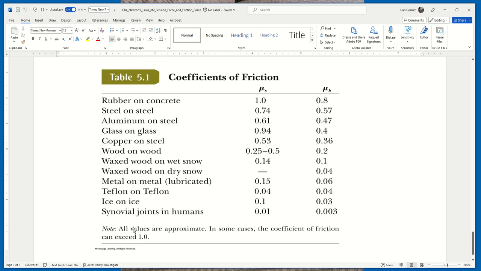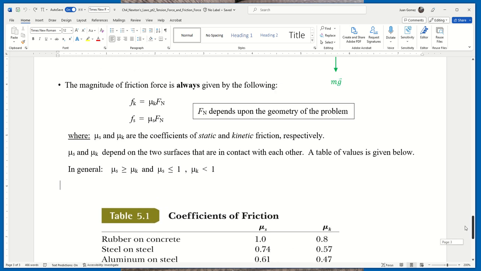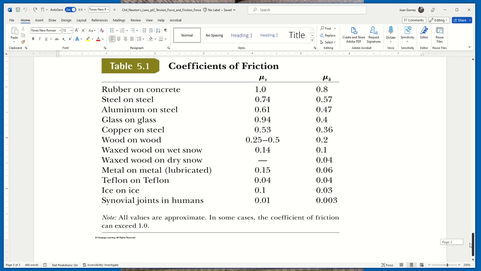And notice these values are what we call approximate, because when we say rubber on concrete, is the rubber a motorcycle tire? Is it a bicycle tire? Is it a car tire? Is it a Goodyear? Is it a Goodrich? Whatever. But notice in general, rubber on concrete mu s 1, mu k 0.8, steel on steel, mu s 0.74, mu k 0.57. And again, the larger the coefficient means the more friction exists. It's a quantitative measure of how much friction exists between two surfaces.